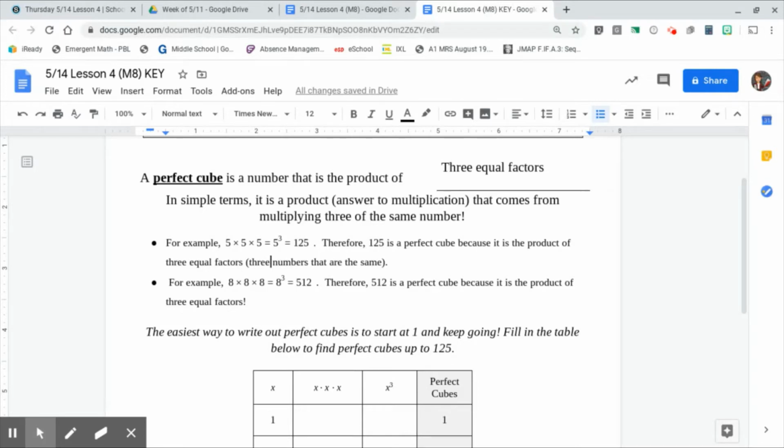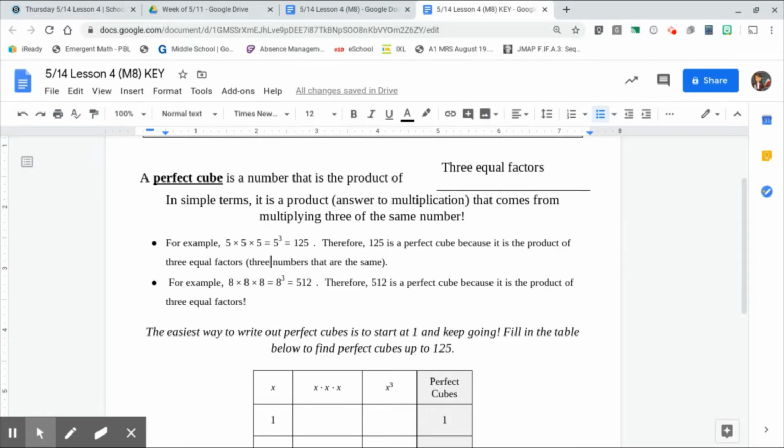For the second example, I have 8 times 8 times 8, which is 8 to the third power, which is equal to 512. Therefore, 512 is a perfect cube because it is the product of three equal factors. So again, if you ever have to test if something is a perfect cube, because again, there are an infinite number of perfect cubes out there, but we only have to memorize a certain number.